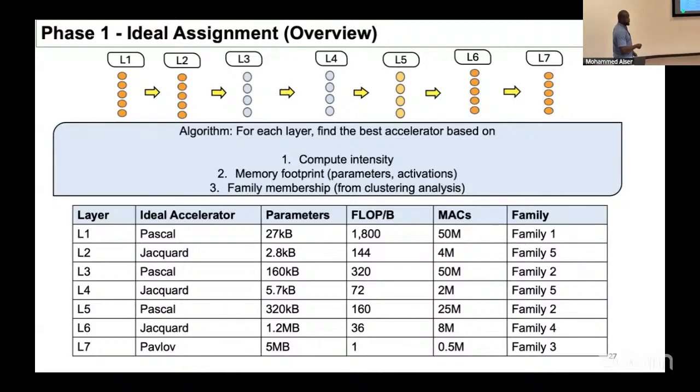So you have layer one will run on Pascal, an accelerator optimized for compute. Why? Because you can see this has very high parameter use and very high MAC operations, and so on and so forth. But what is wrong with having it like this? What happens if we have this kind of communication between the different accelerators?